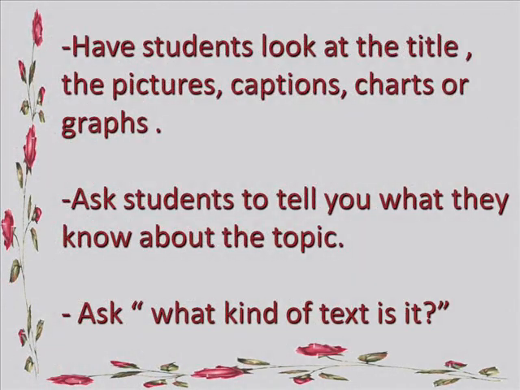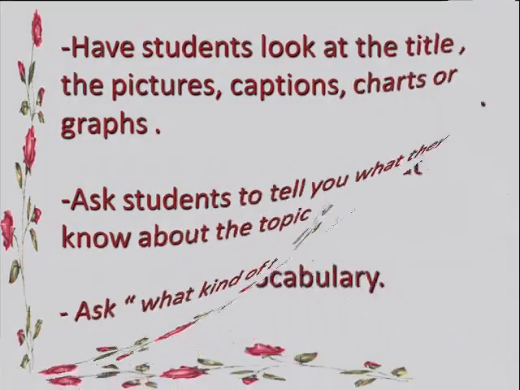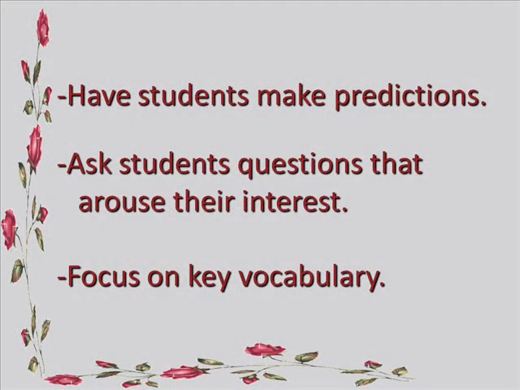Have students look at the title, the pictures, captions, charts, or graphs if there are any. Then introduce the theme of the text and ask students to tell you what they know about this topic. You can ask them, what kind of text is it? Is it a magazine article? Is it a story? Is it a newspaper article? Is it an email? And so on. Also, you can ask the students to make their own predictions about the topic they are going to read. You can ask them some questions that arouse their interest.